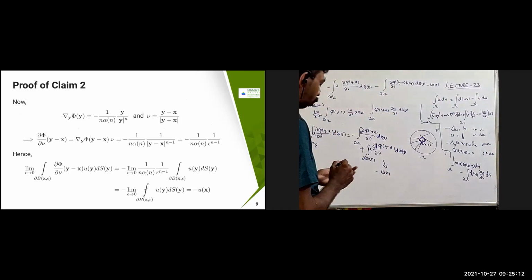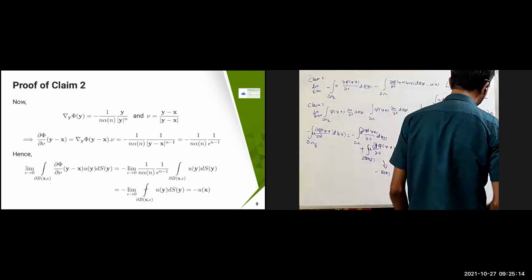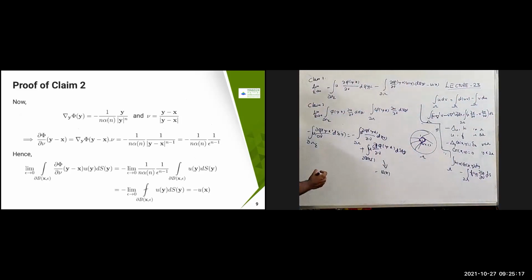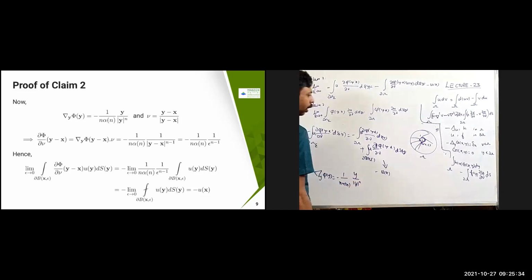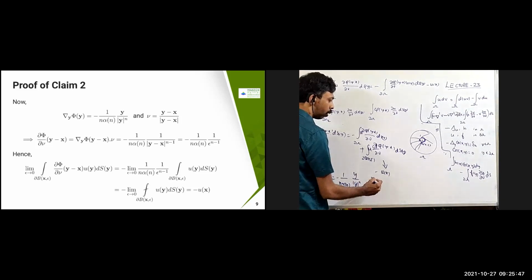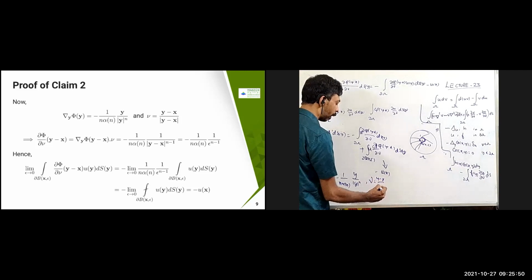For this, once again we need to use the ball definition, which we have seen already. We know this definition: ∇_y Φ(y) is going to be minus 1 by this. Already we have seen it in the Laplace equation and wave equation solution derivations. So ∇_y Φ(y) is y by |y|^n. That we have seen in the Laplace equation, very long back. The normal ν is (y−x) by ε, and this also we have seen in that one.